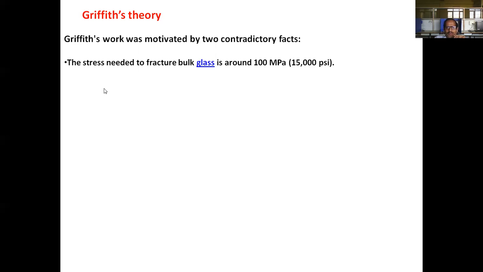This fracture phenomenon can be better understood with the help of Griffith theory. Here we have to see the derivation for critical stress. Griffith's work was motivated by two contradictory facts. He observed two contradictory phenomena in the case of glass. The stress needed to fracture bulk glass is around 100 megapascal, or 1500 psi. He subjected bulk glass to tensile loads, and observed that the stress required for fracture of bulk glass is just 100 MPa.